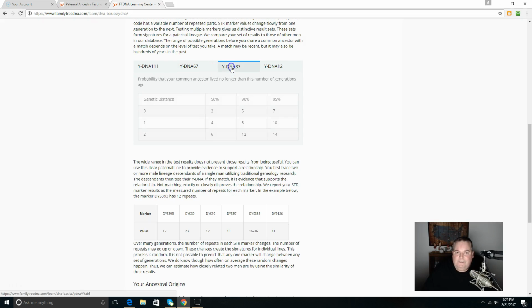Now, if we jump down to a Y-DNA 37 test, we can see that because there's less markers being tested, even with a zero distance genetic match, which is very close, that's going to tell you that within the last 7 generations, there's a 95% chance that you have the same common ancestor along your paternal line. So very interesting there. As the tests get more in depth and cover more segments of your DNA, it sort of narrows it down in time more for you.